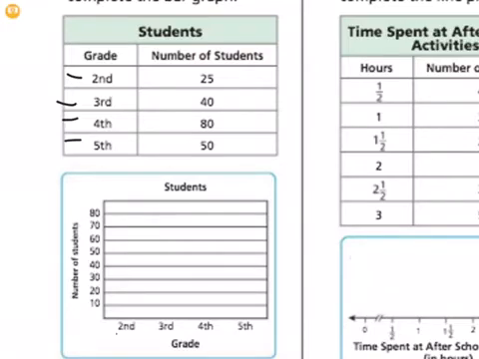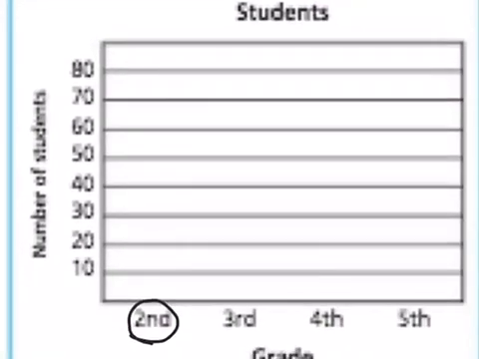So second grade, here's our second graders, and it's 25. So right between 20 and 30 is about 25. So I always try to make that mark, then I make my bar graph.